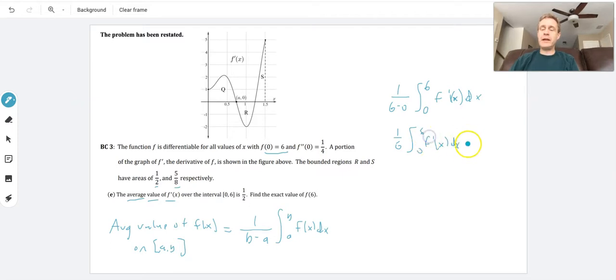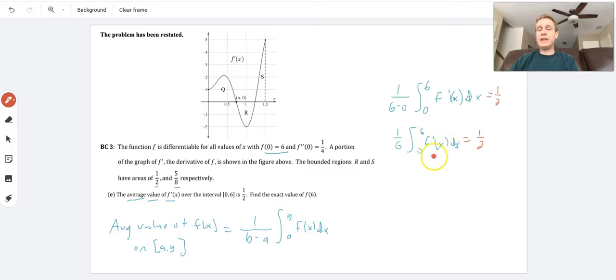And now the other thing that we knew, and I should have put this in from the get-go, is that we were told the average value of this function is 1/2. So I know that the value of all this should be equal to 1/2. That's going to help us ultimately solve for f of 6.